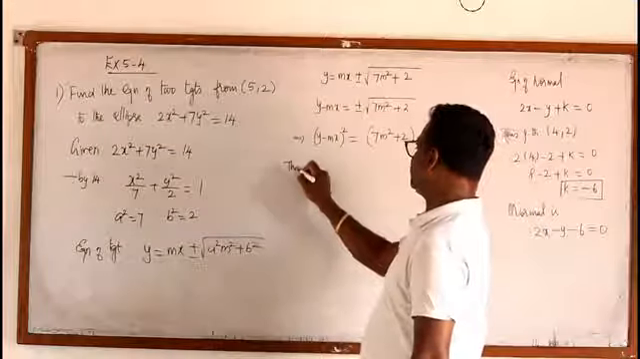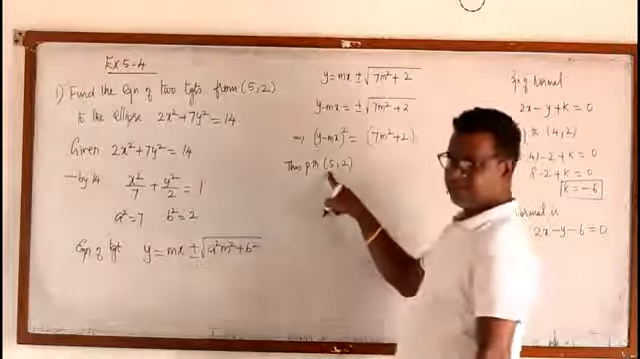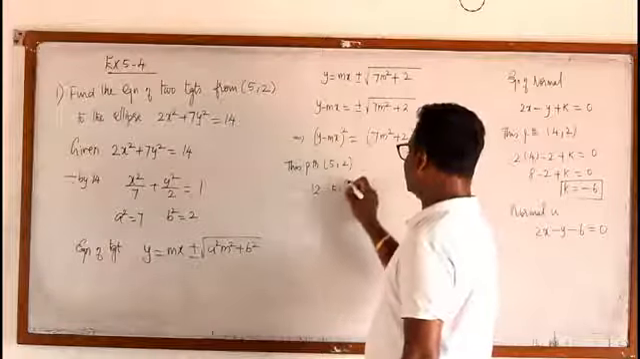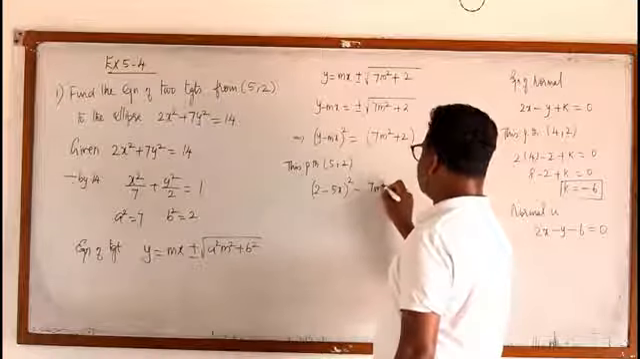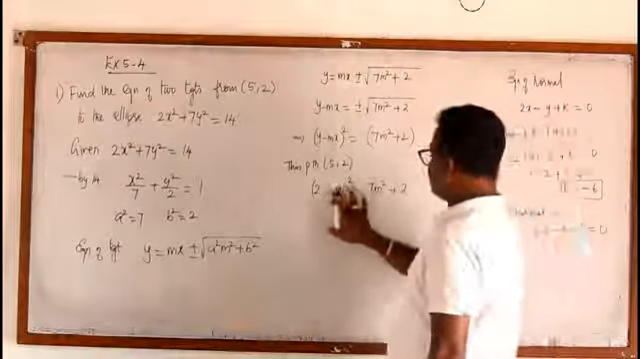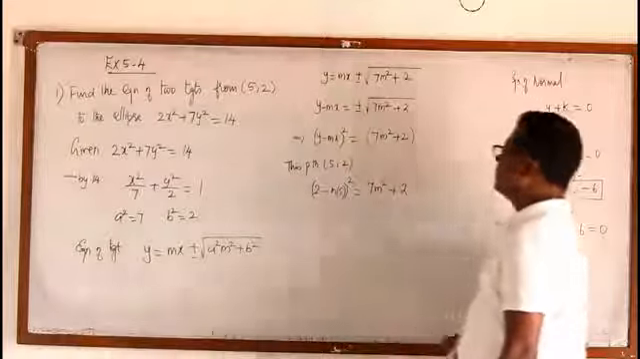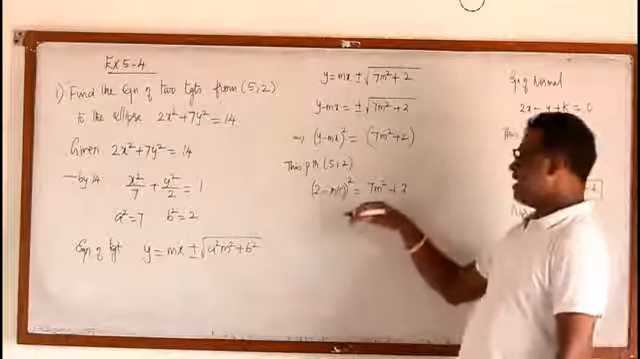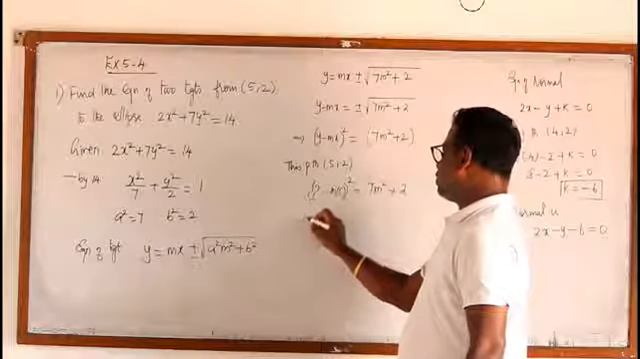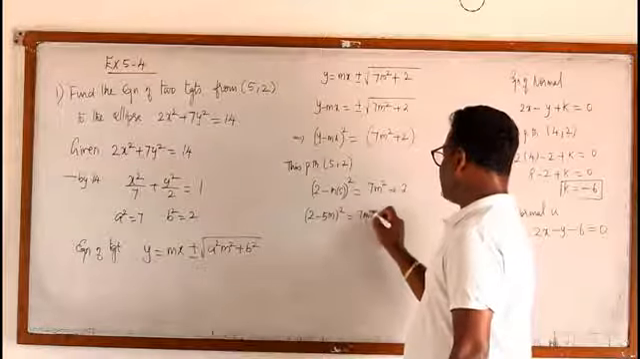This passes through (5, 2). Then x will take 5, y will take 2. So (2 - 5m)² = 7m² + 2. Now I have a quadratic equation in m. See there? That is (2 - 5m)² = 7m² + 2.